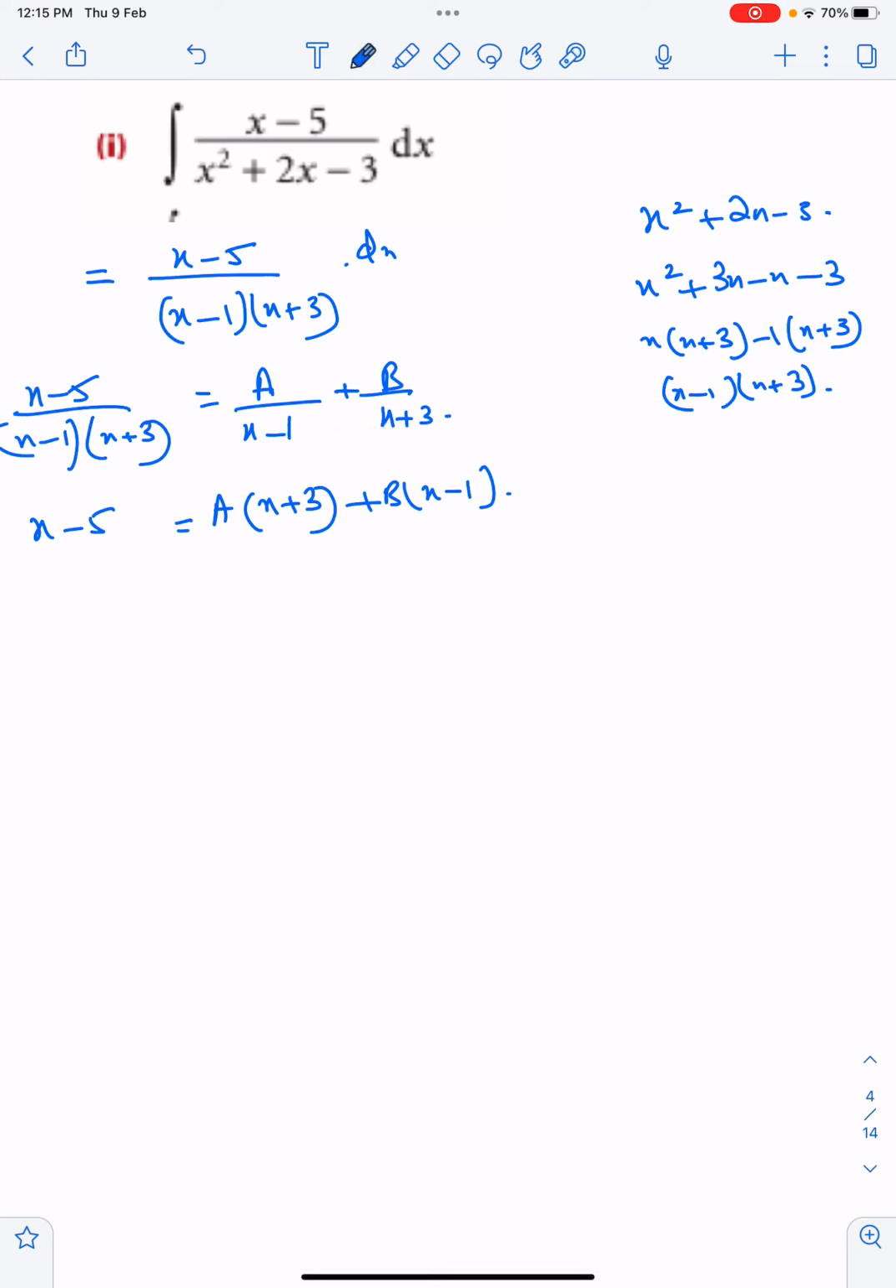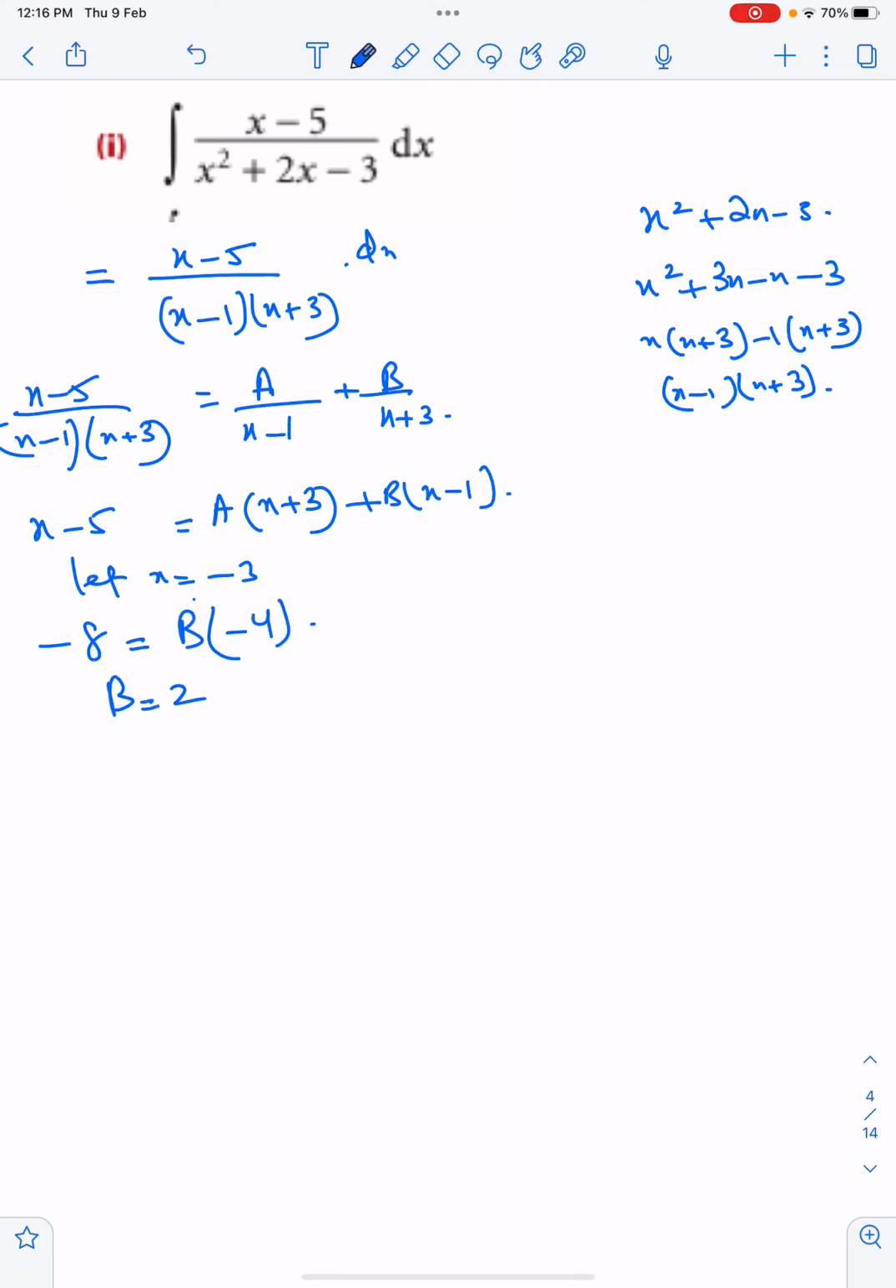Once you take out the LCM, the two denominators are the same, so you can just get rid of them. Okay, I'm going to take x as negative 3. Why? Because I want this to become 0. Minus 3 plus 3 should be 0, so that it simplifies the process. So if I take x as negative 3, it will be minus 3 minus 5 is minus 8. I'm substituting x is negative 3 in this whole thing. So this is going to become 0, plus B, negative 3 minus 1 is negative 4.